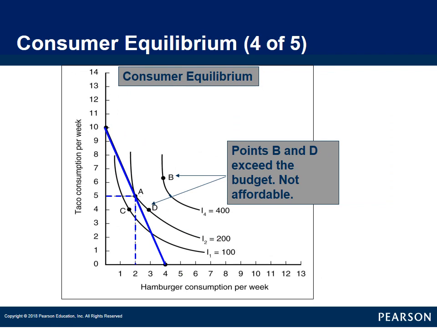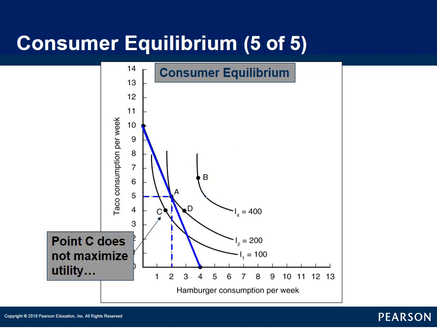This graph reiterates the point that we already showed earlier, that B and D are to the right of the budget line, so they are not going to be affordable for this consumer. This slide reiterates the fact that point C is below the budget line, meaning that the consumer actually can afford to spend more and therefore increase their satisfaction.